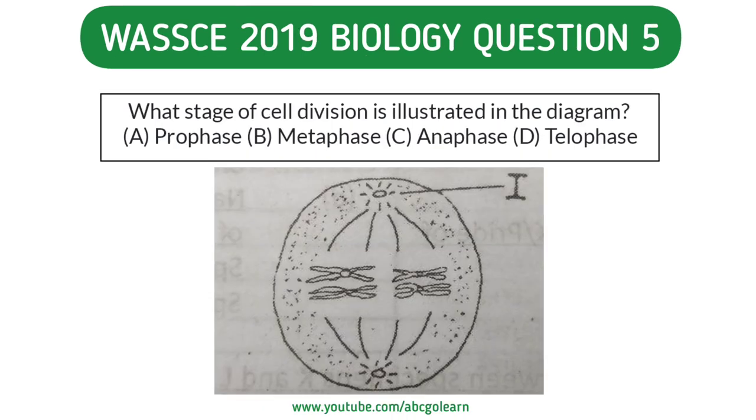That was 2019 biology question 5. What stage of cell division is illustrated in the diagram? A. Prophase. B. Metaphase. C. Anaphase. D. Telophase. We're talking about the prophase.